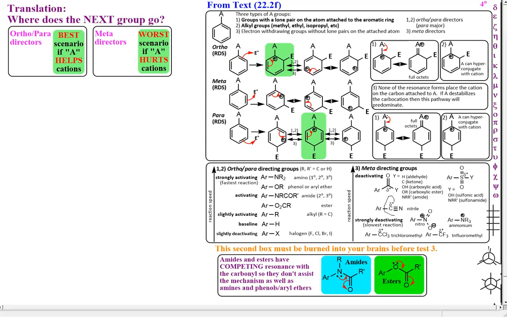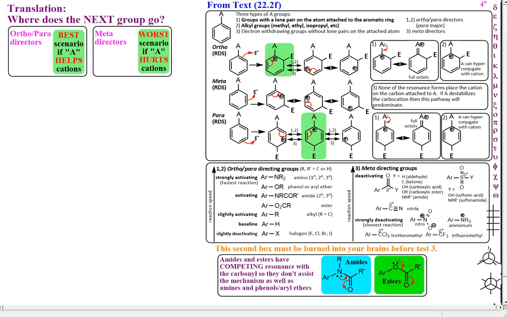Nitrile, same story. Slightly positive groups are really bad for this reaction. What's worse than a slightly positive group attached to the benzene is a fully positive group as found in nitros and ammonium ions, and very positive nature in a trichloromethyl or trifluoromethyl, which are both pretty common groups found in pharmaceutical agents.